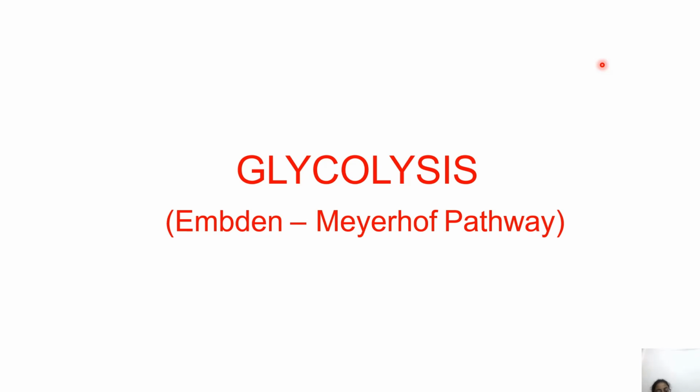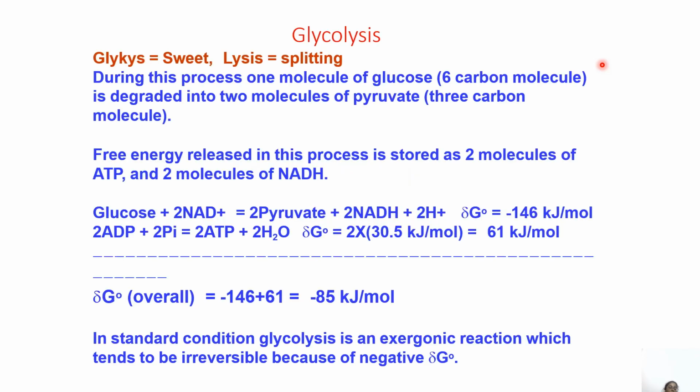So if we talk about glycolysis, that's where hexokinase comes from. So glycolysis basically is one molecule of glucose degraded into two molecules of pyruvate. Like a 6 carbon molecule is degraded into 2 3-carbon molecules, and the free energy released in this process is stored as 2 molecules of ATP and 2 molecules of NADH. Right? So in standard conditions, glycolysis is an exergonic reaction.